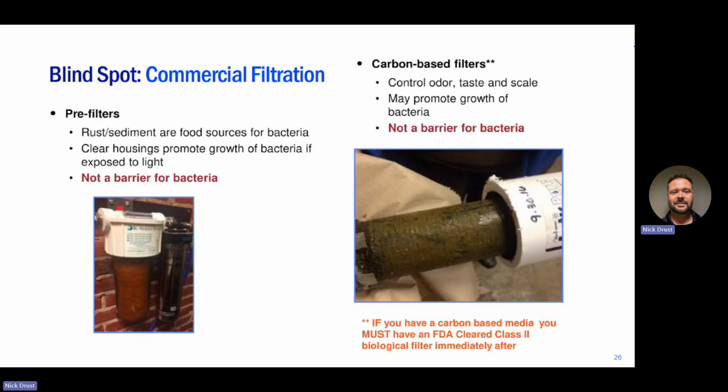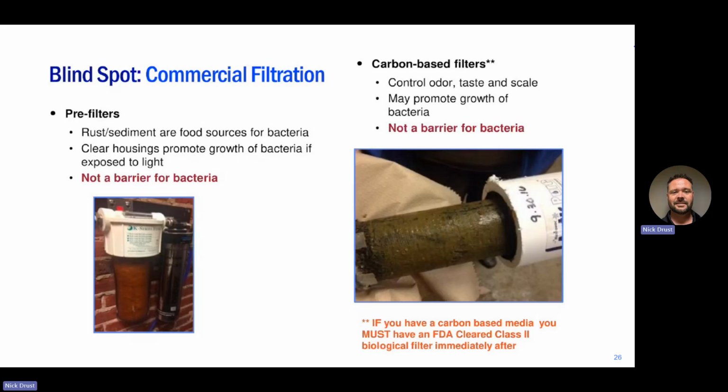In fact, carbon media can cause a nutrient-rich environment if maintenance intervals aren't followed appropriately. That's why understanding replacement schedules and system design is so important. You want to make sure you're not being offered a false sense of protection. If I walked into your facility today and asked which filters are installed on your ice machines, would you know exactly what those filters are designed to do? Is it scale reduction, chlorine reduction, sediment removal?